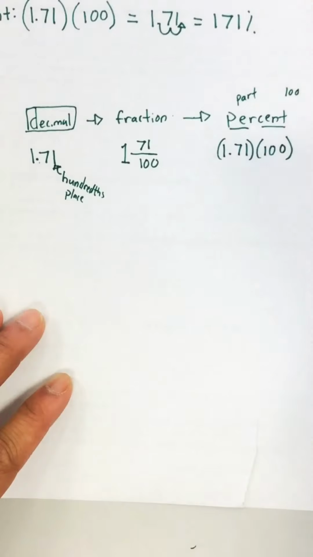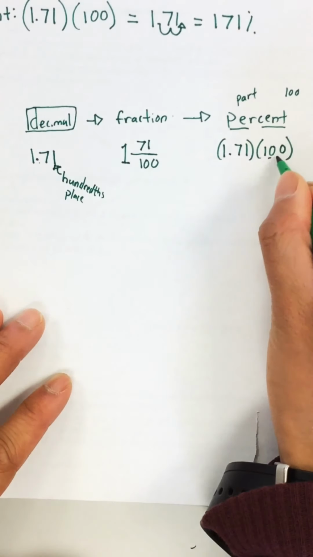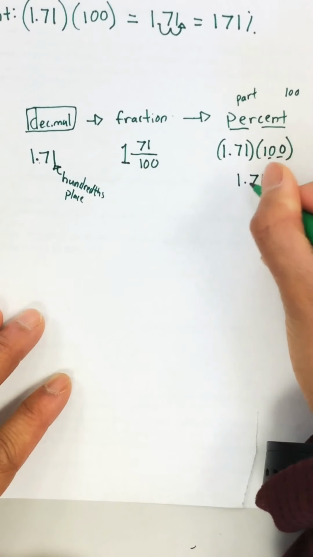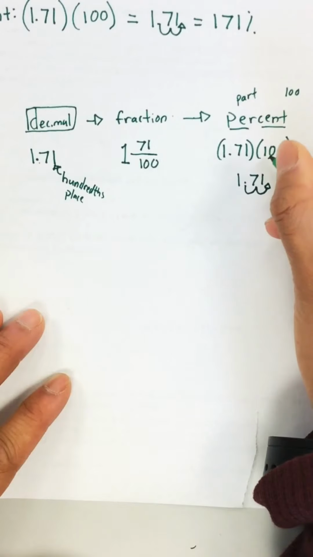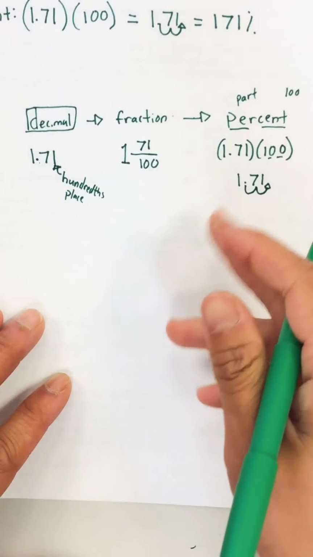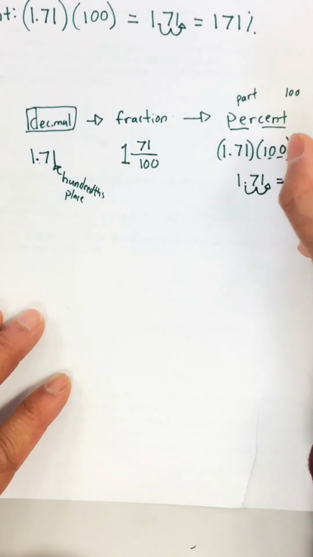Whenever I multiply anything by 100, all I'm doing is I'm moving the decimal point to the right. I see that there are 2 zeros here, right? So I'm going to move the decimal place 2 places to the right, because the 100 has 2 zeros, okay? Just like if I were to multiply this by 10, I would only move it 1 place value to the right. So now my new percent is 171%.